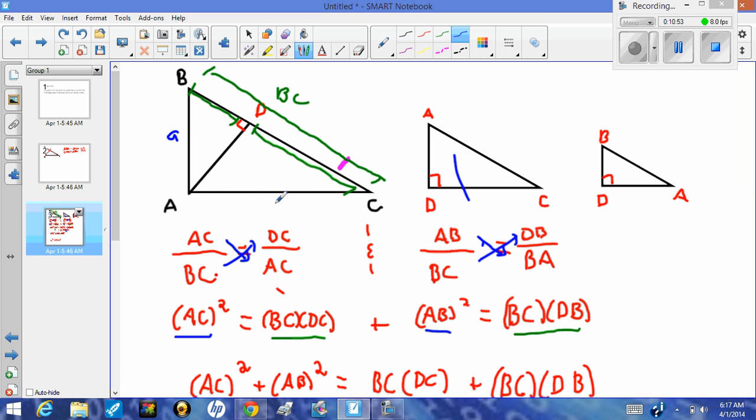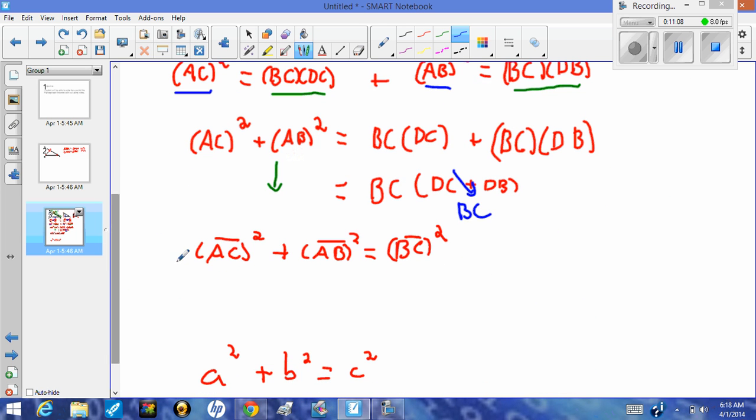Side AC is lowercase b, so we'll just name him that. Side BC, we'll name him simply lowercase c. I can say that BA is a, AC is b, and BC is c, with a quick substitution. a squared plus b squared is equal to c squared. And that is your proof.